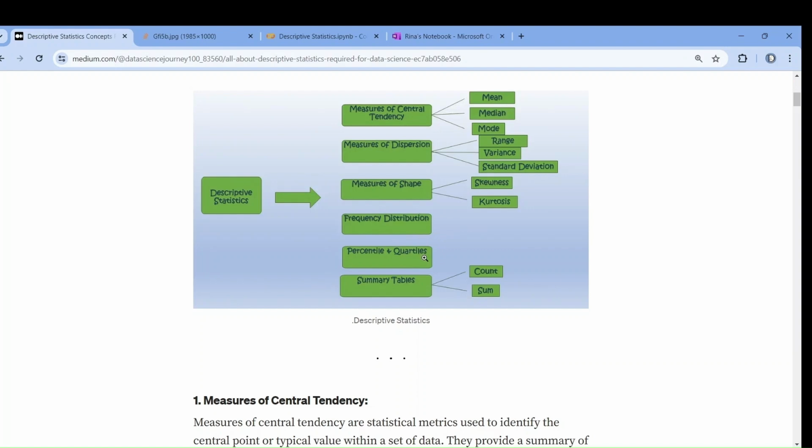And what is quartile? Quartile means the dataset is divided into 4 parts. What is quintile? The dataset is divided into 5 parts. What is deciles? The dataset is divided into 10 parts. What is sum? Sum means the sum of all the numbers.